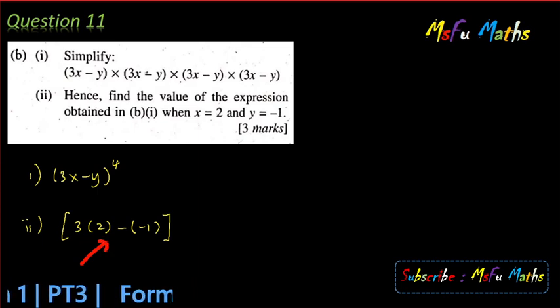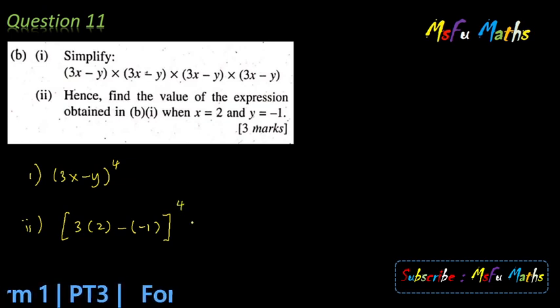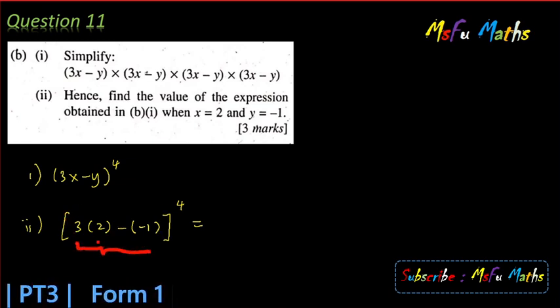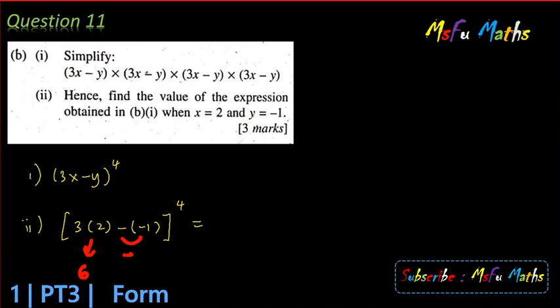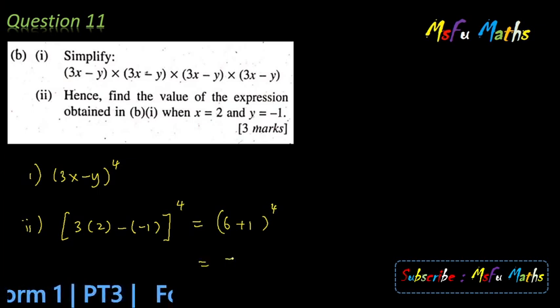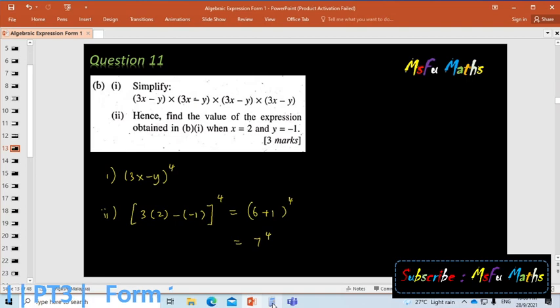Since I already have this bracket, I'm going to use square bracket here, so that we're not confused. So I put here to the power of 4. If you follow BODMAS, you have to settle the one inside the bracket first. This one means 3 times 2. 3 times 2 is 6. Negative, you become plus. So inside the bracket here is 6 plus 1, power of 4, and this equals 7 to the power of 4. Then you find what is 7 to the power of 4. You can press calculator. How to press 7 to the power of 4 here?